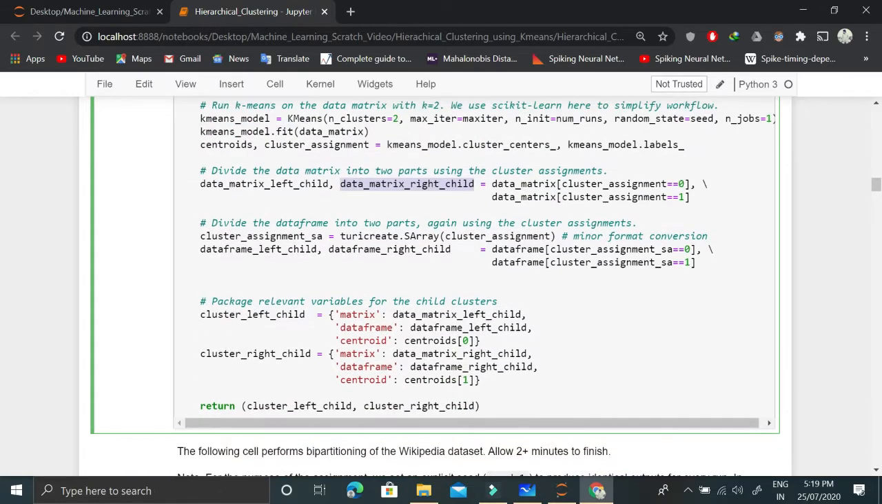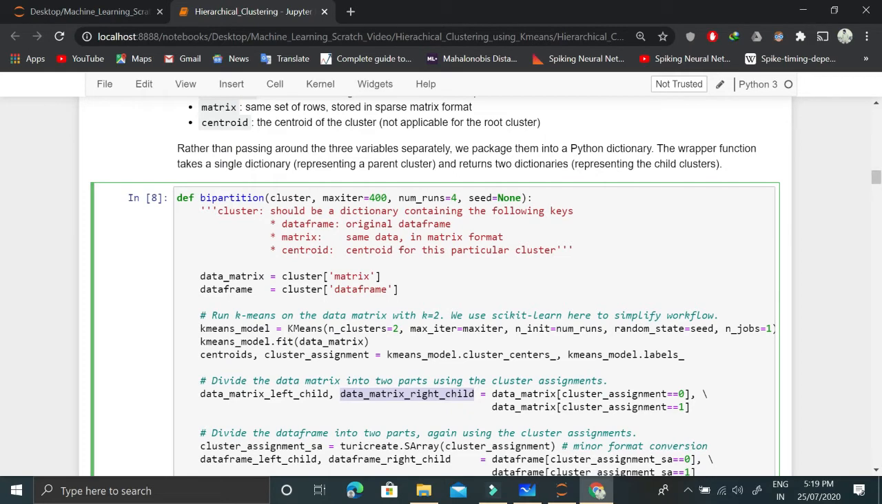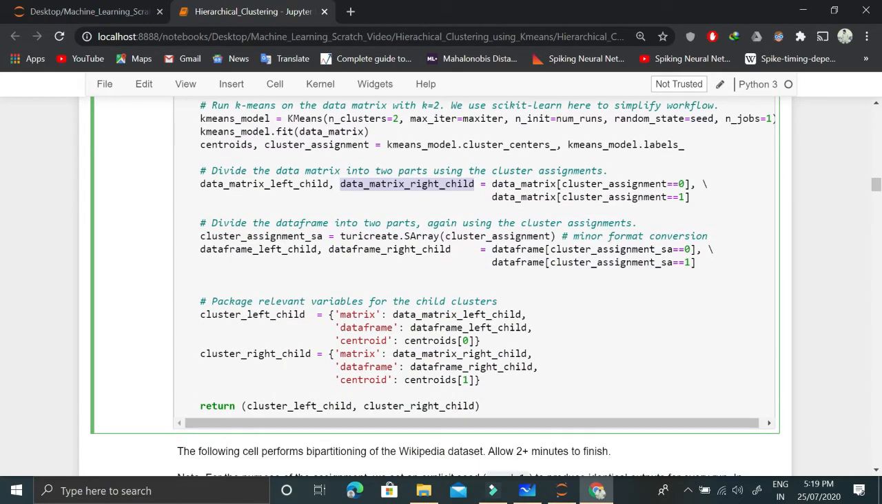We extract the data frame and the data sparse matrix. We are dealing with sparse matrices. Why? Because we are dealing with documents, and in documents it's better to use sparse matrices because of computational efficiency. Once we extract that out, then this function is used again and again, where the input is not all of the data, but instead this left child or the right child, and this will happen again and again.